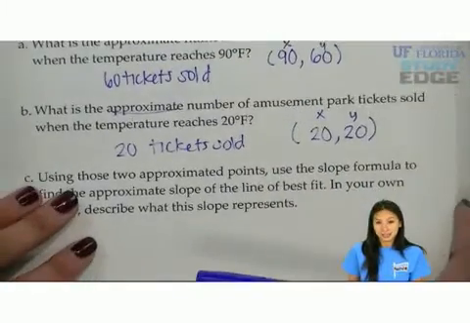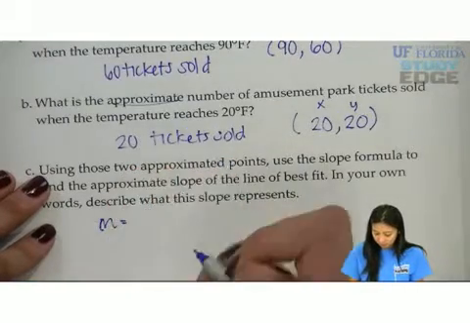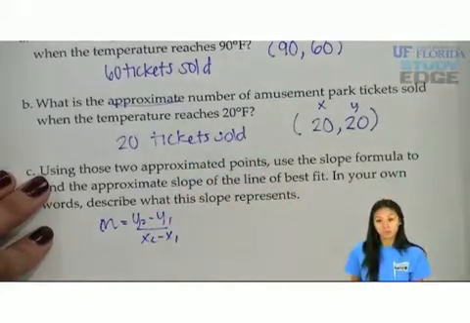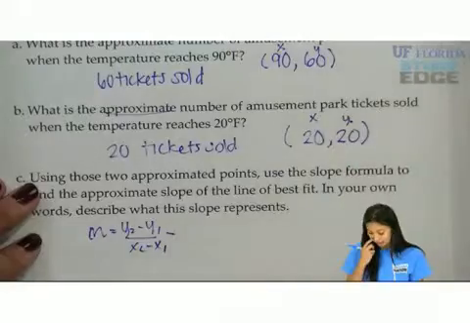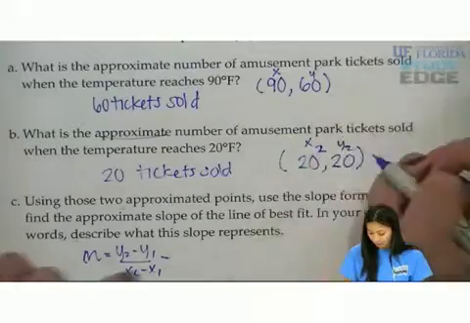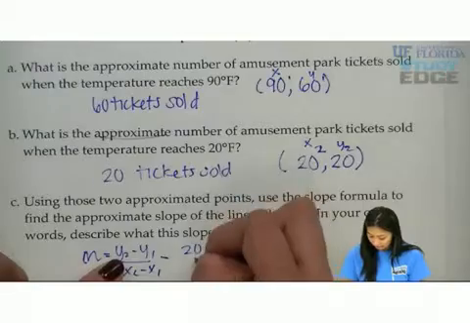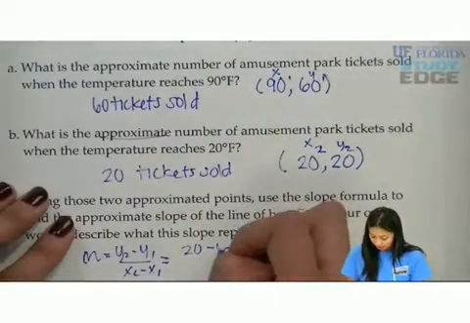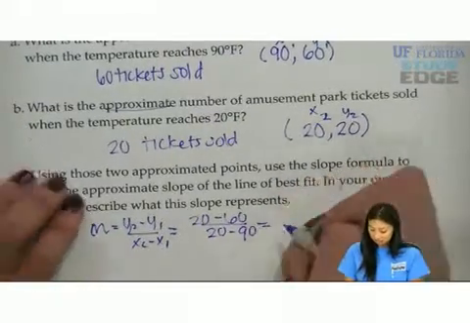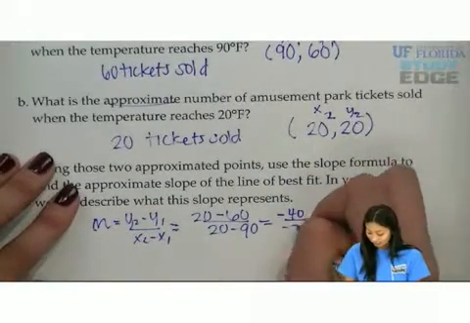All right, so let's check this out. I have 2 points. So my slope formula, remember, is slope equals y2 minus y1 over x2 minus x1. Okay, so let's say this is x2, y2. This is x1, y1. So the slope is 20 minus 60 over 20 minus 90. Okay. 20 minus 60 is negative 40. 20 minus 90 is negative 70.